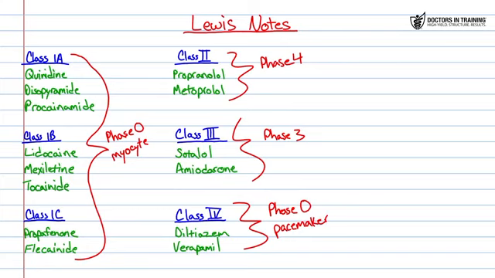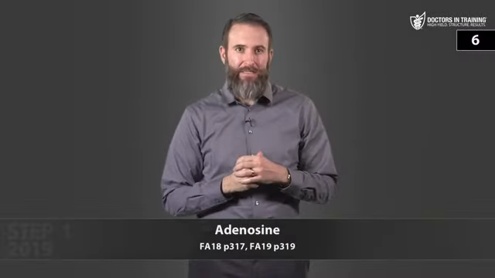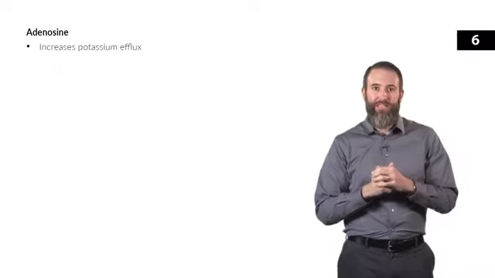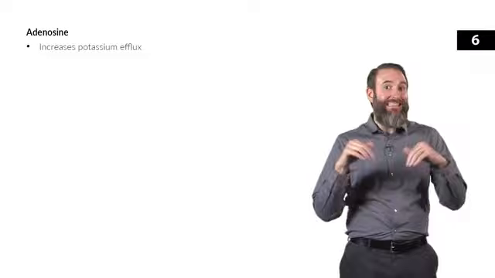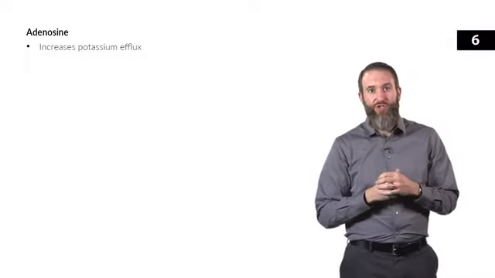All right, guys, so those are all the antiarrhythmics. I think if you know this stuff, you'll do well for your test. All right, so now let's move on to adenosine. So adenosine increases potassium leaving the cells, thereby hyperpolarizing the cell. Additionally, it decreases the permeability of the cell to calcium.